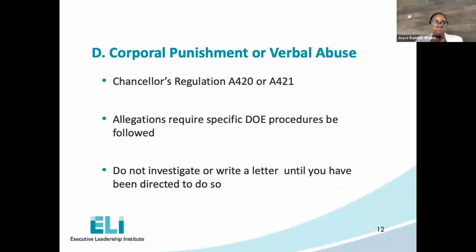Corporal punishment or verbal abuse. These are letters to file, but the allegations require specific DOE procedures. They must be followed. And even if something comes to you, the last bullet, do not investigate or write a letter until you have been directed to do so. I know within this past year when I have spoken to principals, the time frame from the time you log in the incident and the time they get back to you may sometimes be a little prolonged, but you really are not supposed to investigate or write a letter until you have been directed to do so.